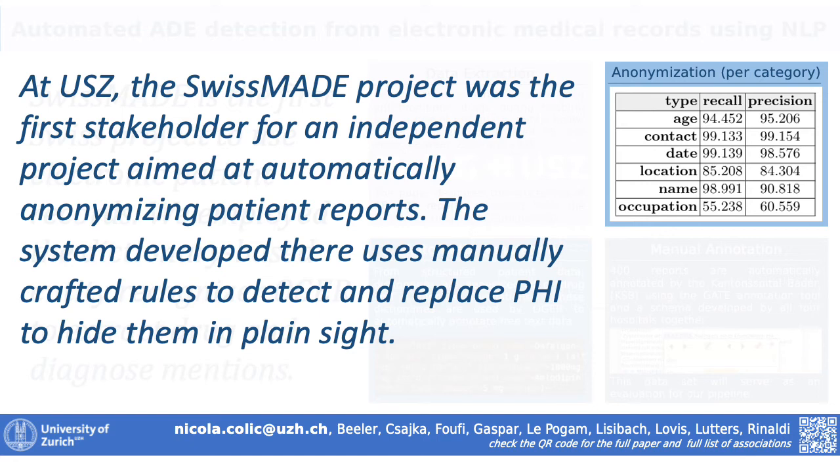So after one year, everything is done, and we receive those 18,000 reports anonymized in such a way where a system of manually crafted rules would detect personal health information and replace it from a list of plausible candidates, thus hiding potentially missed entities. So, for example, if a name is not found by the anonymization tool, it becomes indistinguishable from the names that were found and replaced by plausible candidates.